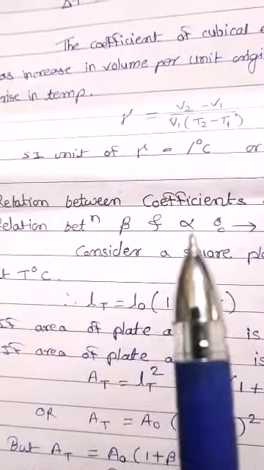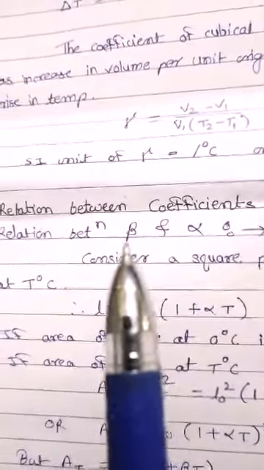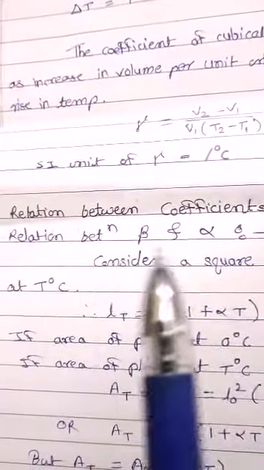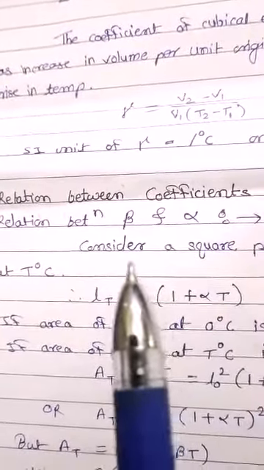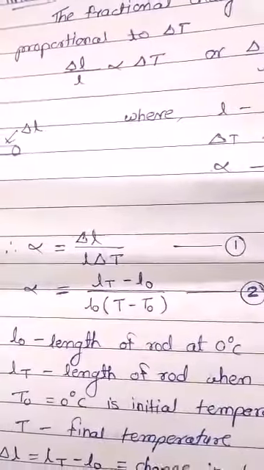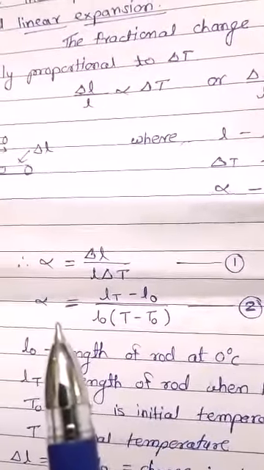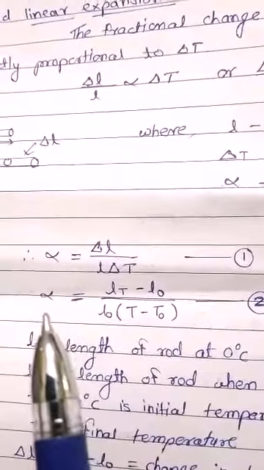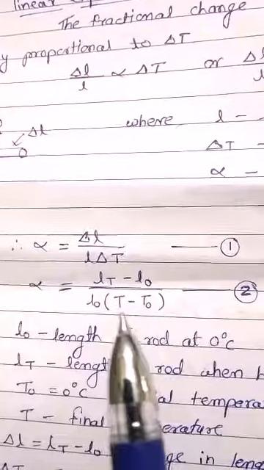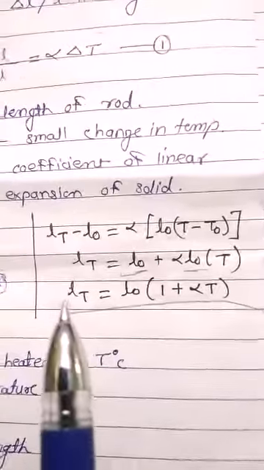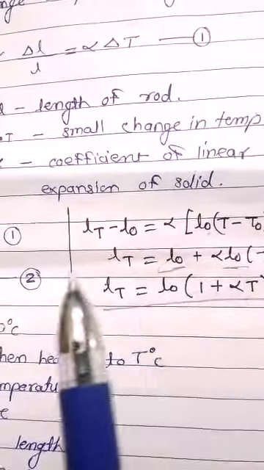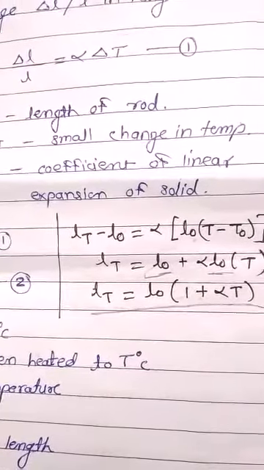Alpha is the coefficient of linear expansion, beta is the coefficient of areal expansion. So here is the relation between these two expansions. We already know the formulas for alpha and beta. For alpha, the coefficient of linear expansion, alpha is equal to (LT minus L0) upon L0 (T minus T0). We also get LT is equal to L0 (1 plus alpha T). Using this formula we find the relation.